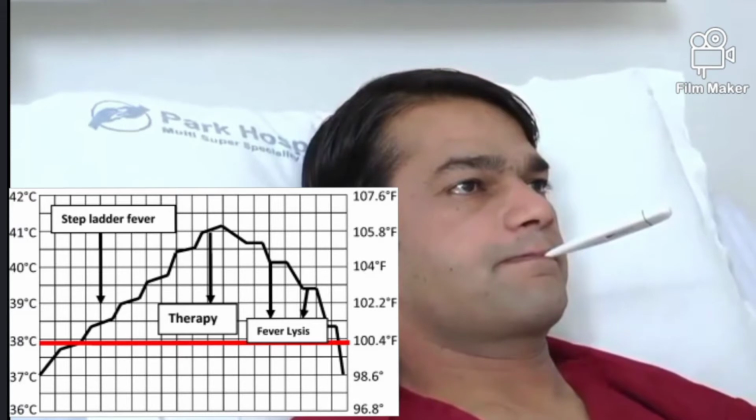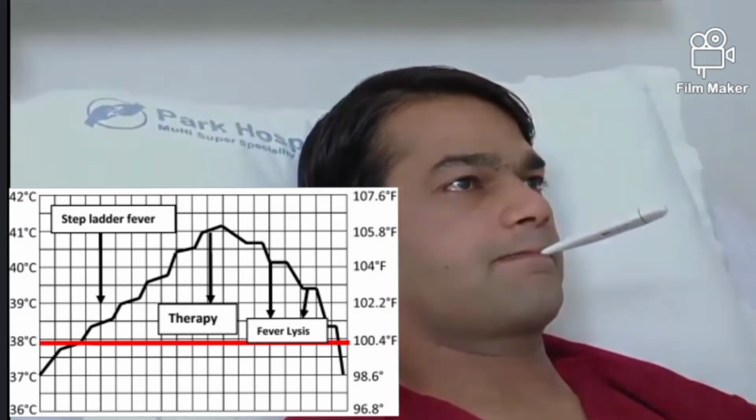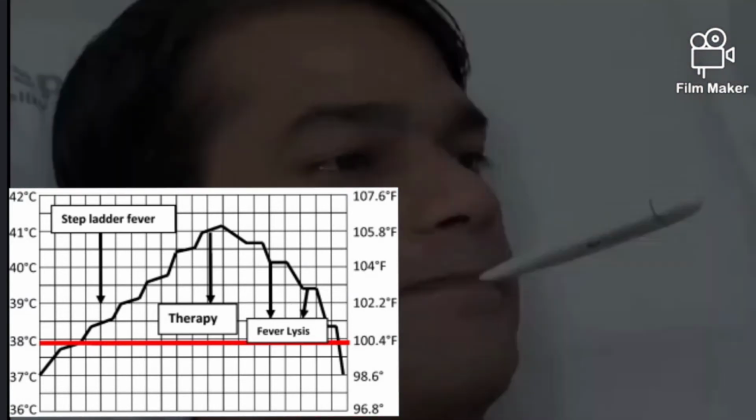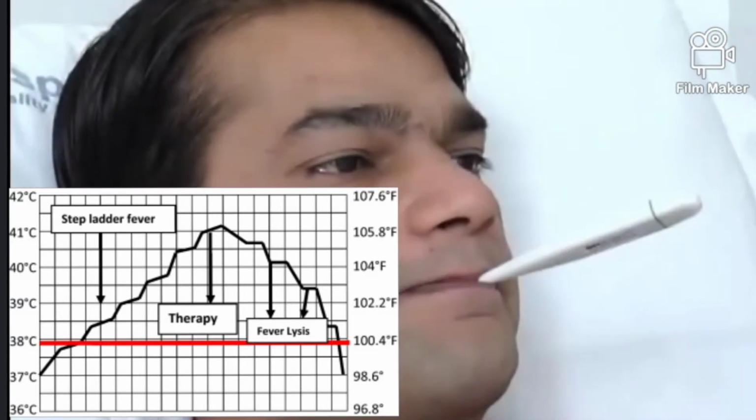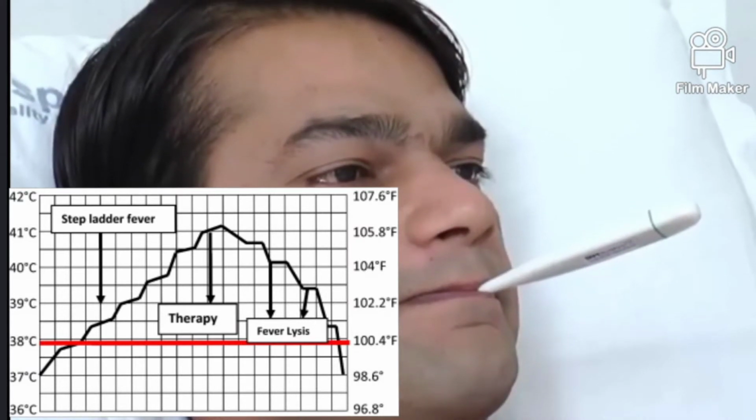Similarly, in the first week there is a little fever. In the second and subsequently the third week there is an increase in the temperature. In the fourth week the temperature comes down. This is how the step ladder pattern is seen in typhoid.